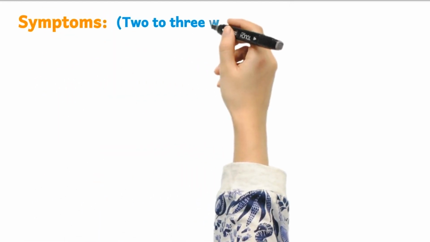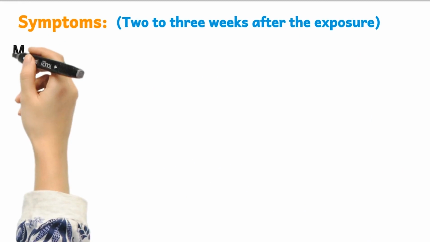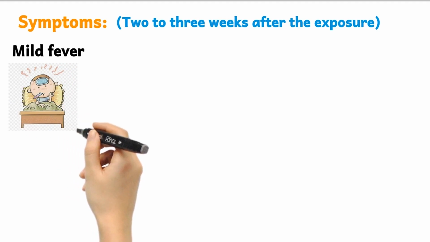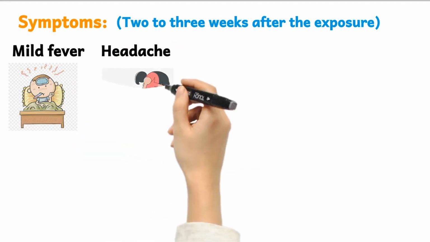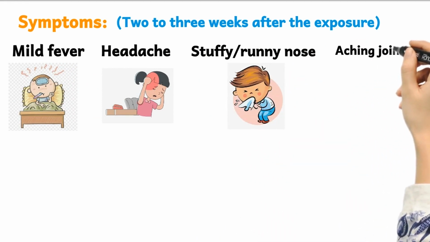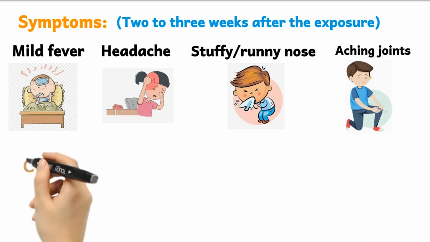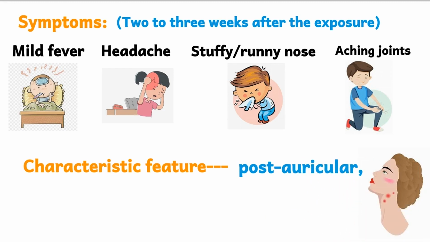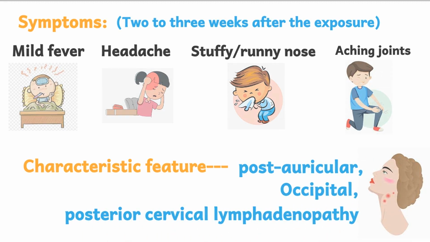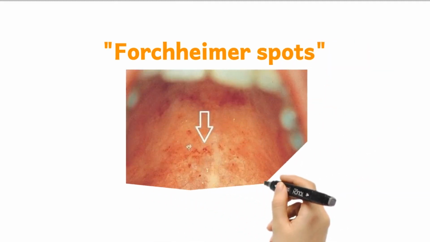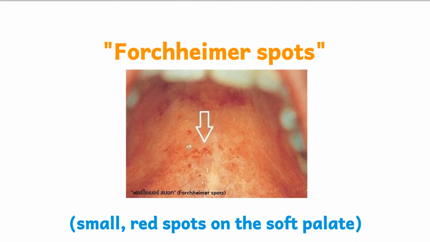The symptoms mostly appear 2 to 3 weeks after the exposure to the virus, lasting about 1 to 5 days. The symptoms consist of mild fever of 102 Fahrenheit or lower, headache, that is usually accompanied by either stuffy or runny nose, as well as aching joints, especially seen more in young women as compared to men. The important thing to remember is the characteristic feature of the disease, which is post-auricular, occipital, and posterior cervical lymphadenopathy. Another feature is Forchheimer spots that are seen as small, red spots on the soft palate in 20% of patients with rubella. However, they are not a diagnostic feature.